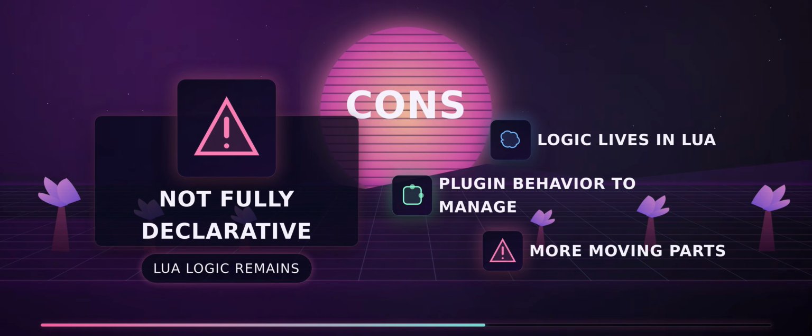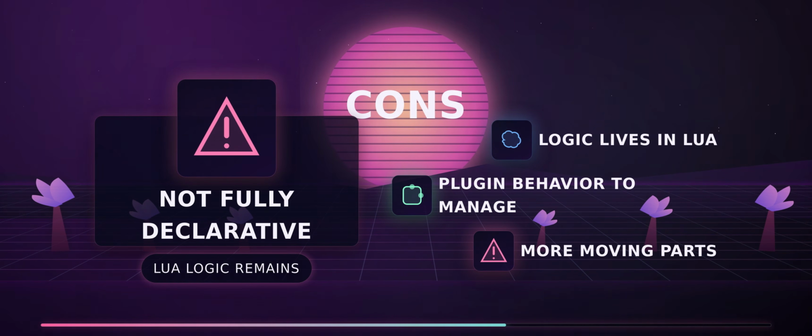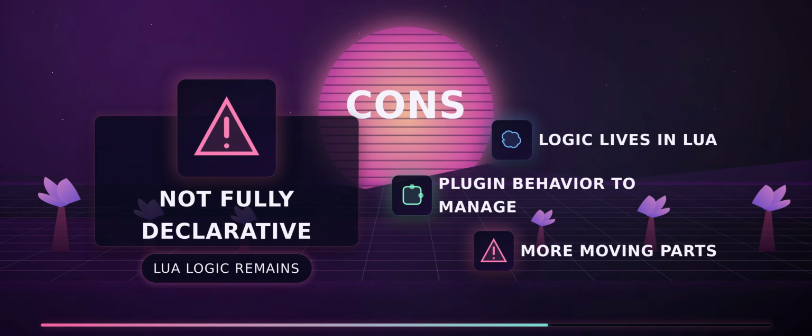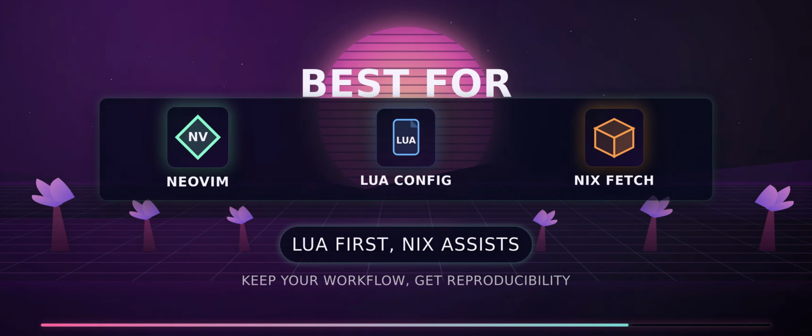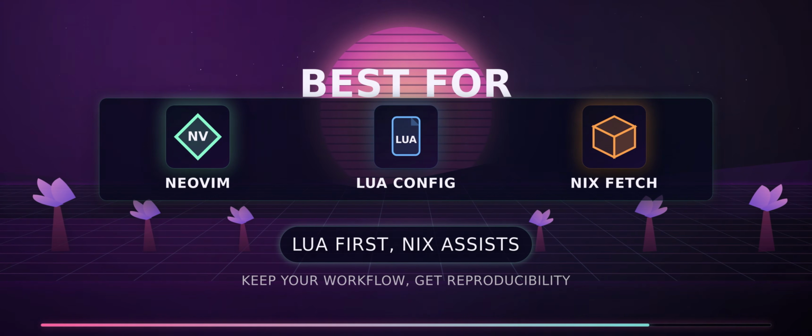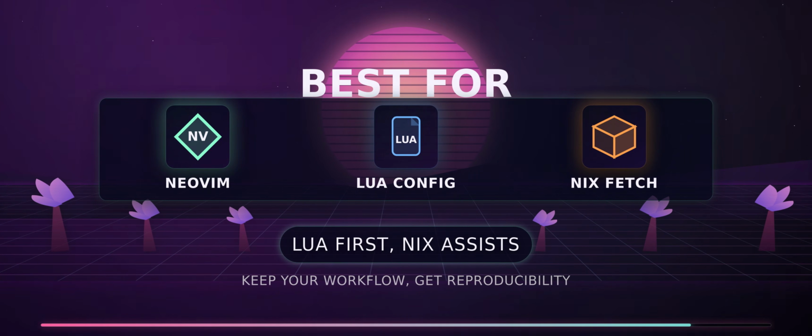The cons are: because the actual logic lives in Lua, it's not fully declarative in Nix, and when you're using Nix, you want things to be declarative. You still need to think about plugin manager behavior and Lua structures. I think NixCats is best for people who are coming from a traditional Neovim Lua config, who want Nix to help with their dependency management but nothing else.